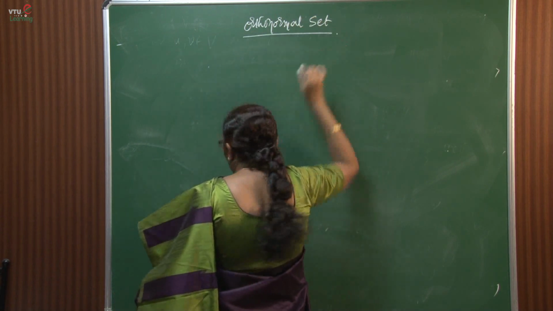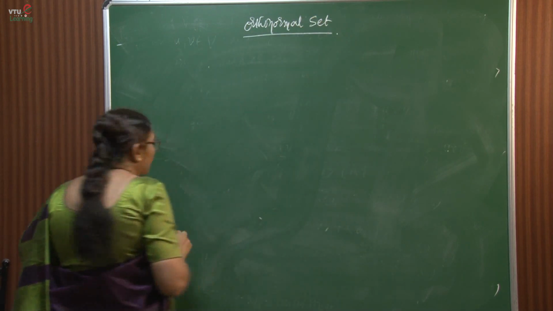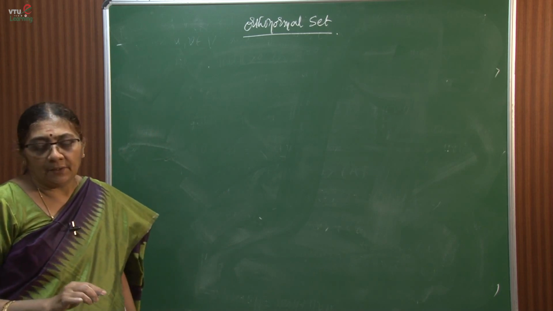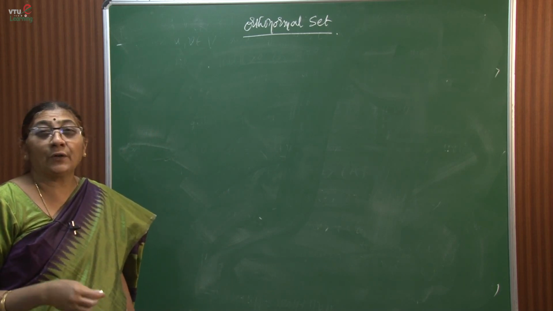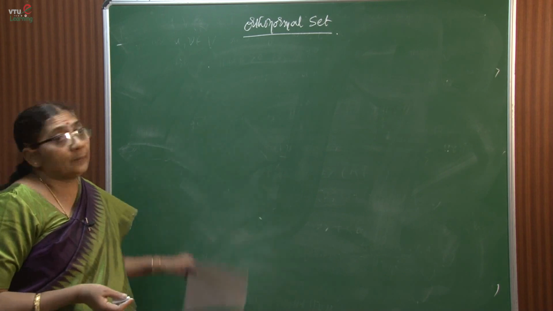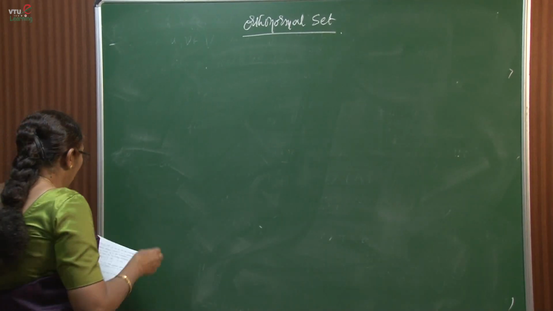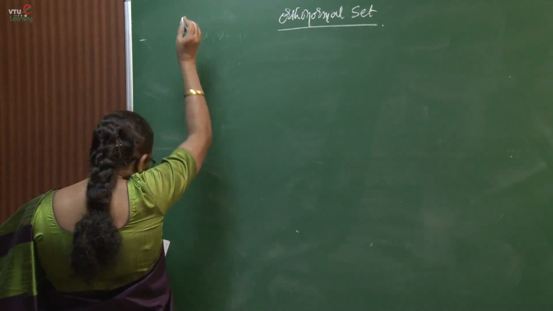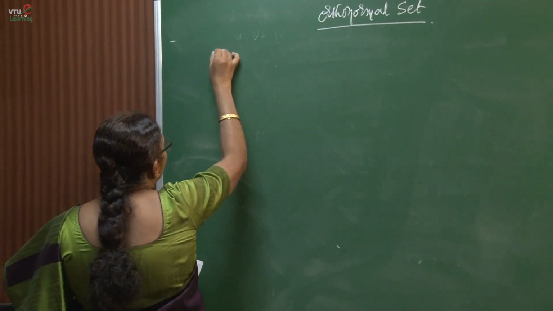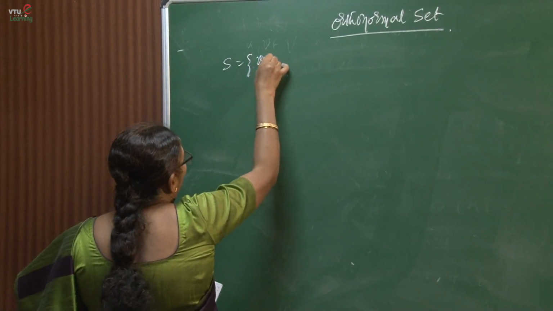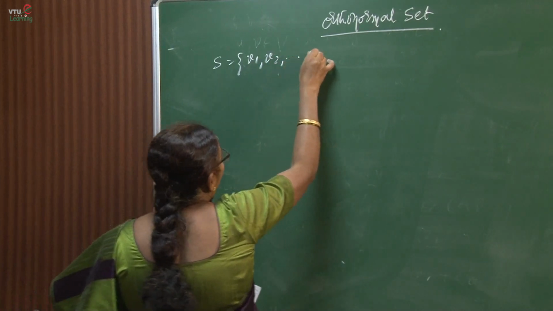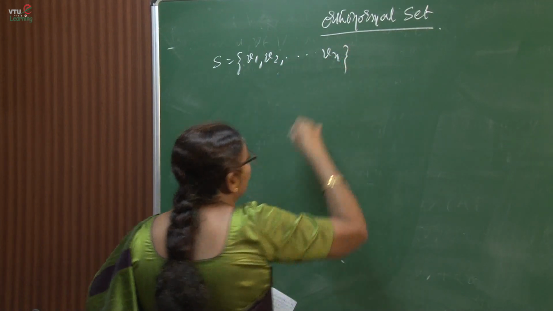In the previous class, we discussed what an orthogonal set is. Now we are going to discuss the orthonormal set. What is the difference between an orthogonal and an orthonormal set? Here I am taking S having a set of vectors, say v1, v2, and so on up to vn.